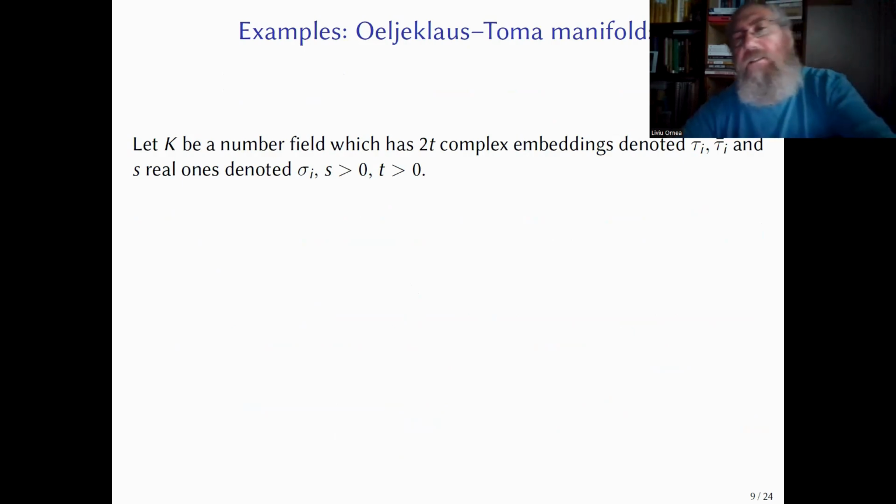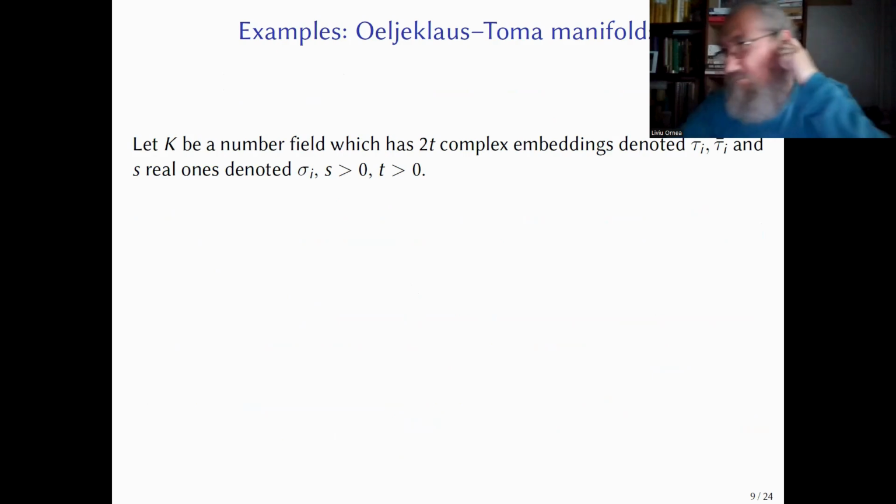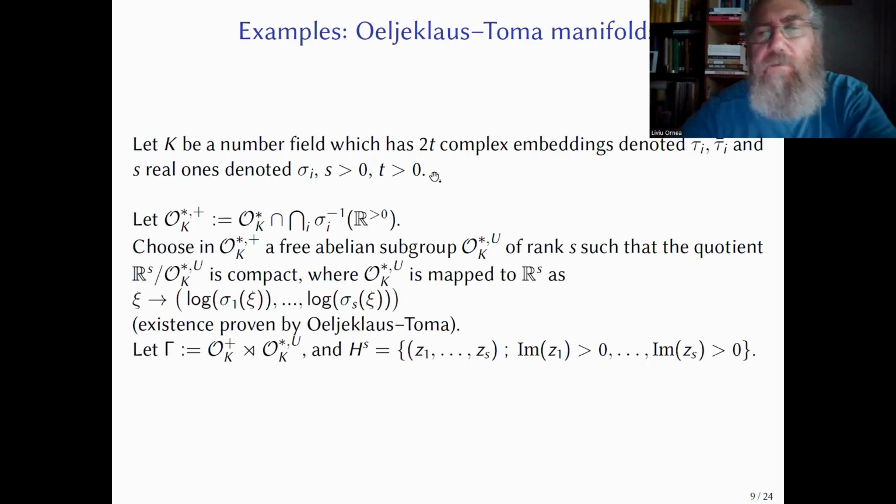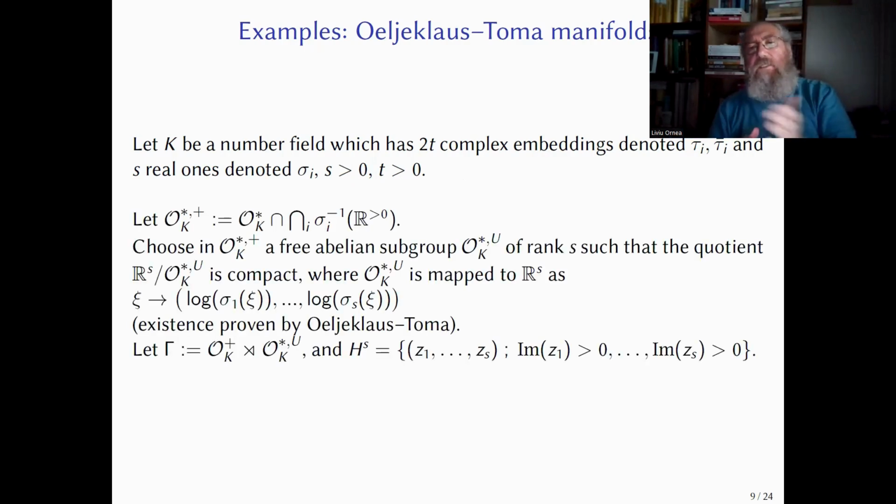Another example that is important, and I shall need it. So even if Alexandra will give more details about the construction, I shall give a bit here. These are the Oeljeklaus-Toma manifolds, introduced in 2015 as a generalization of the first class of Inoue surfaces, S plus. They are associated to a number field with some complex embeddings, T, and some real embeddings, S.